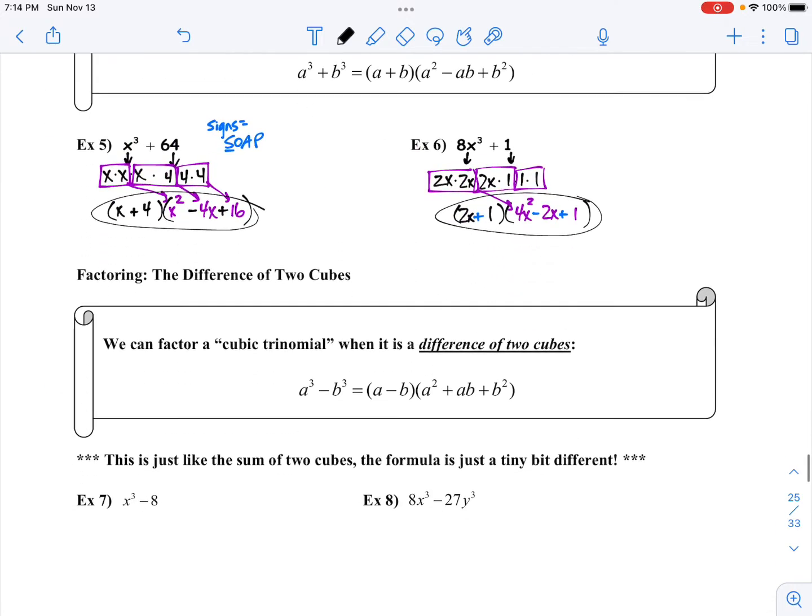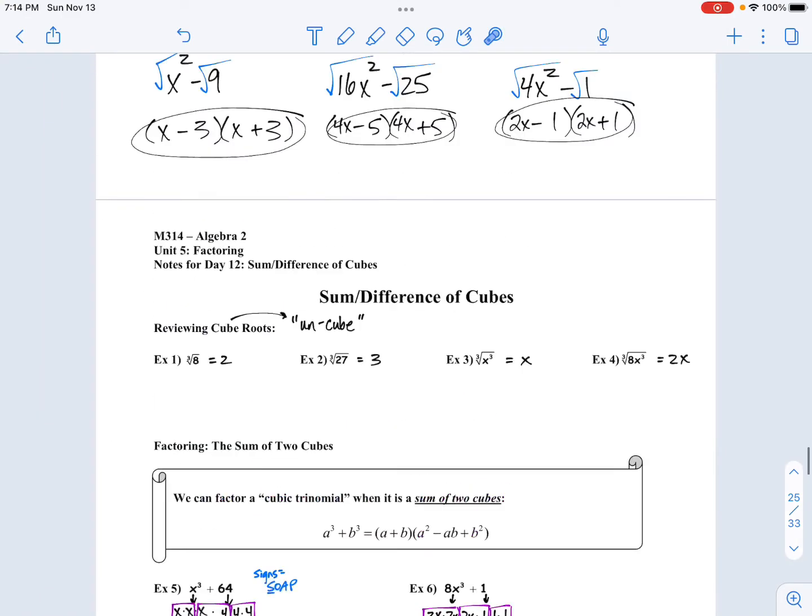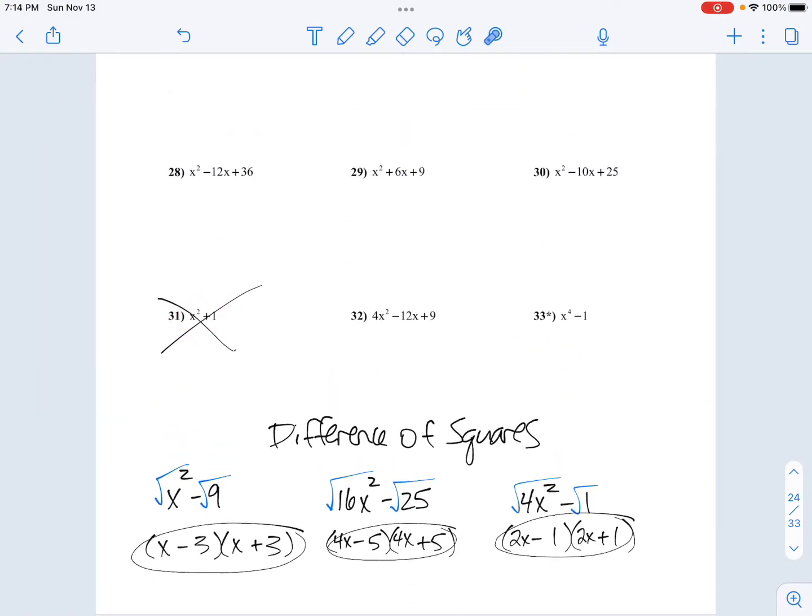Okay, let me try just a couple more. What do you do if the sign is not a plus sign? Remember with cubes, this one up here, we couldn't do it because it was a plus sign. This is only difference of squares. So for squares, it has to be a minus sign.